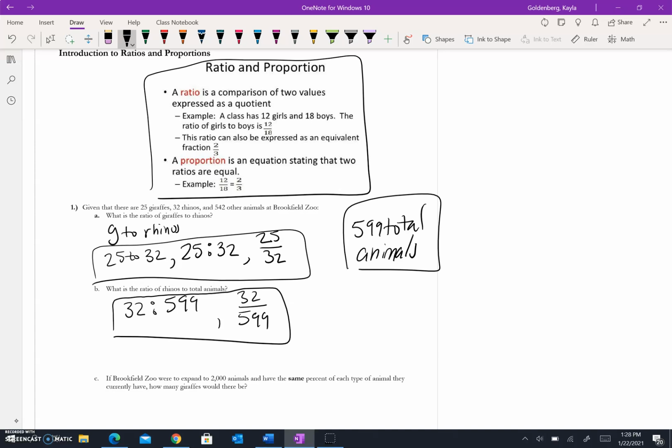The last one says, in Brookfield Zoo, if they were to expand to 2,000 animals, so expanding to 2,000 animals and having the same percent of each type of animal that they currently had. So this is kind of getting at more of a proportion, right? We want to figure out to have a fraction that has the same value, right? If currently like a third of our animals, so per se, are giraffes, we would want a third of the bigger amount to also be giraffes.